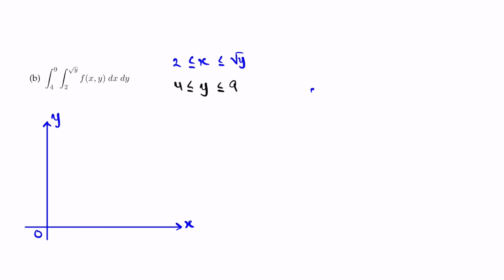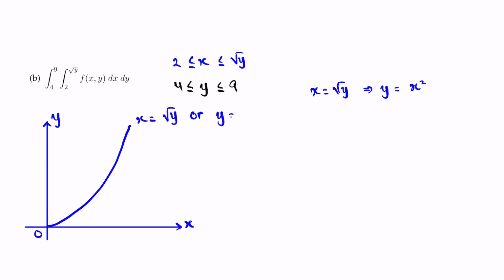So x equal to square root of y indicates that this is y equal to x squared, but we're going to use just one part of the parabola, technically the right part of the parabola. So this is the parabola, x equal to square root of y, or y equal to x squared. At the same time, x is bounded below by 2, so you need to put in a vertical line of x equal to 2. So this is 2.